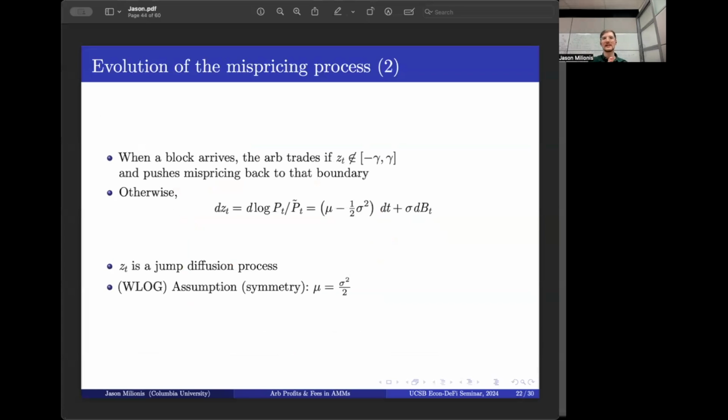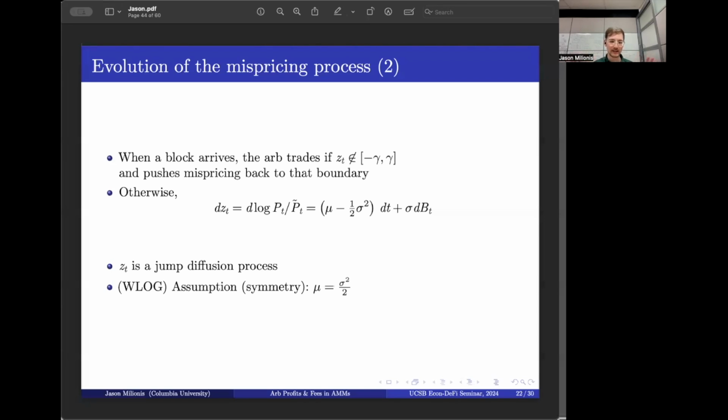And now let's formally express that. What does that mean? That means that whenever you see a block arrive, the arbitrageur is going to trade if the mispricing at that moment is outside the boundary indicated by the trading fee. And how are they going to trade? They're going to push the mispricing exactly back to that boundary. And reminder, the reason for that is that the marginal revenue is going to be exactly equal to the marginal cost, so that their marginal profit is zero at the moment where they stop rebalancing the pool.